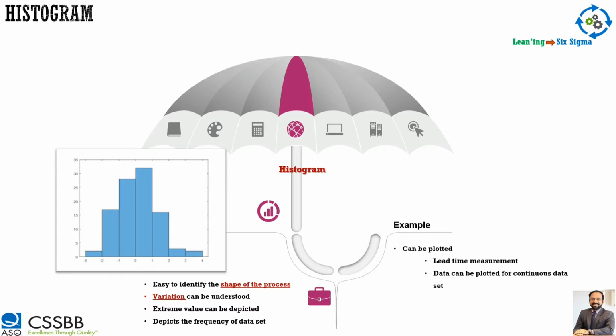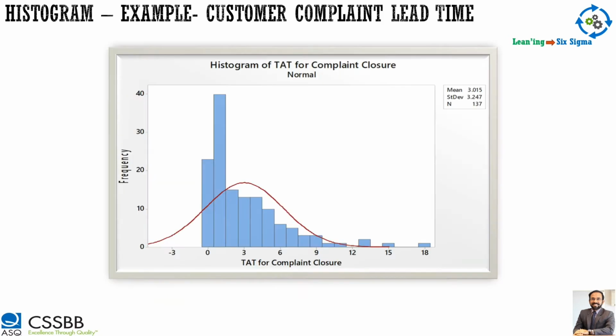It can be used, for example, for lead time measurement. Any lead time taken for any process can be plotted in a histogram, for a continuous data set. Let's look at the example. This is the same example I picked up, the one I showed you during the control chart, and a control chart cannot show this kind of behavior. You can see that between 0 to 3 days or 3 to 4 days, most complaints get resolved, and as you move further away, 6 days, 9 days, 12 days, there are few extremes. That means you took more time for certain cases, but definitely the process is not symmetrical, it's skewed, which means you resolve more cases between 0 to 3 days.